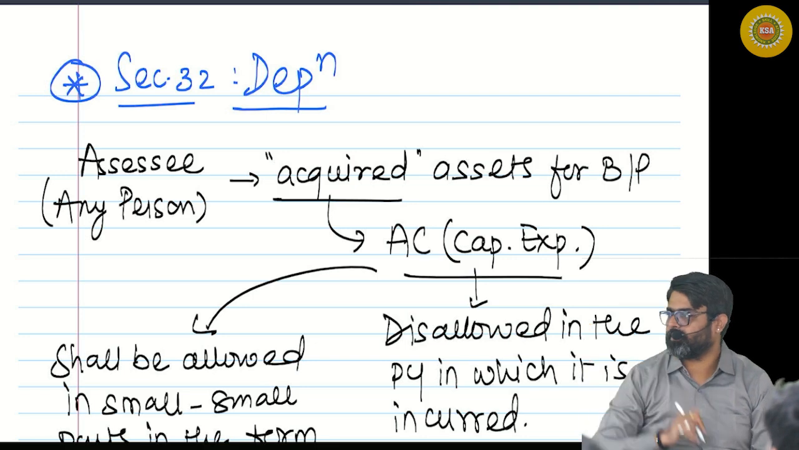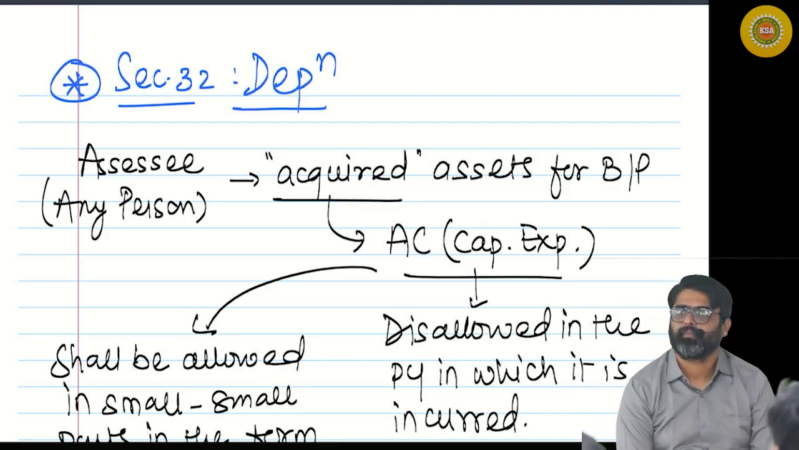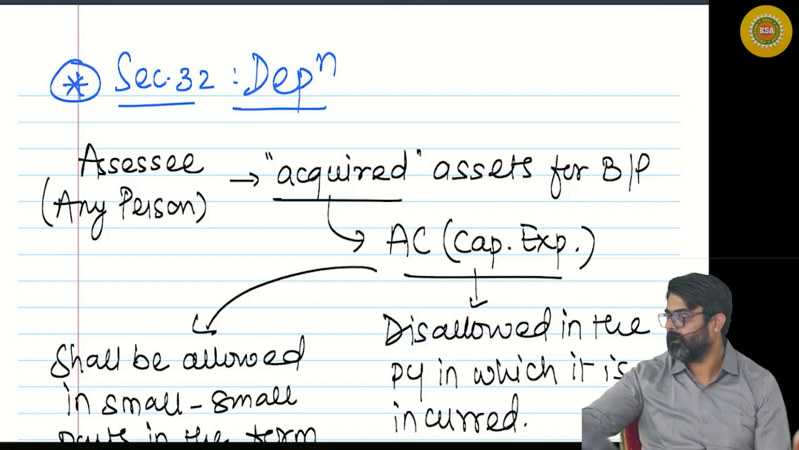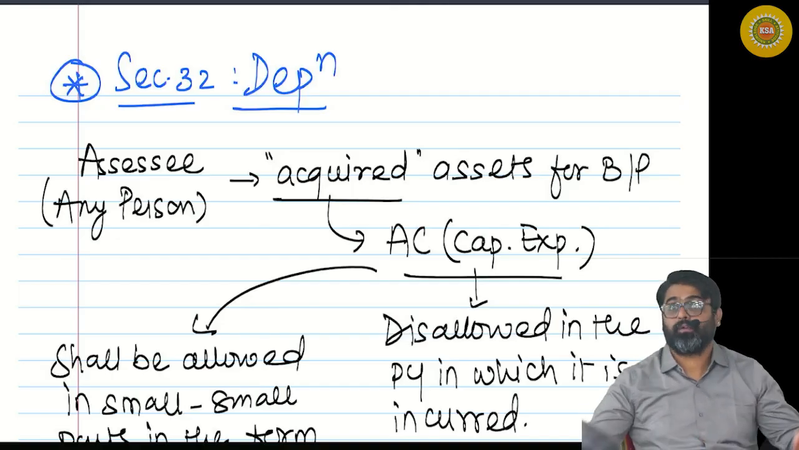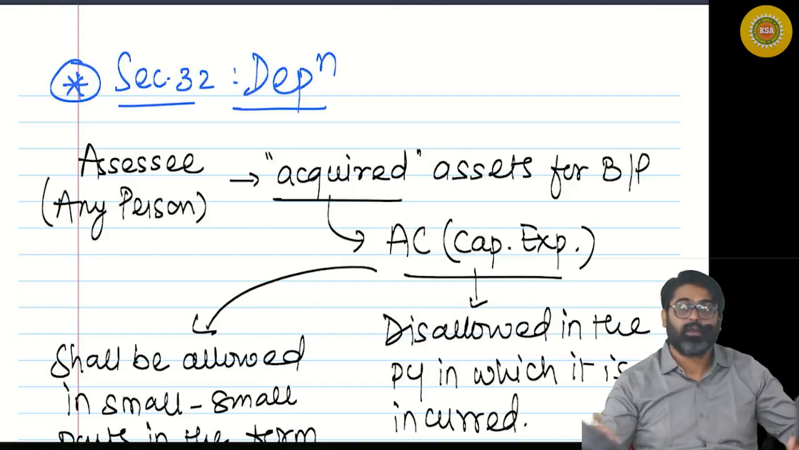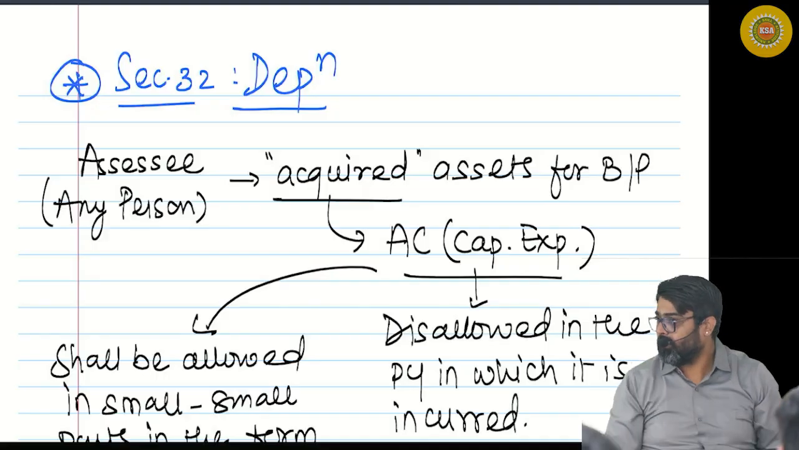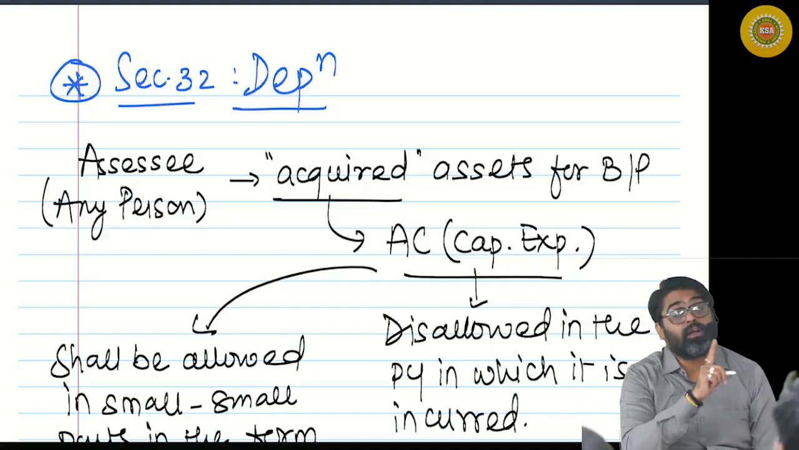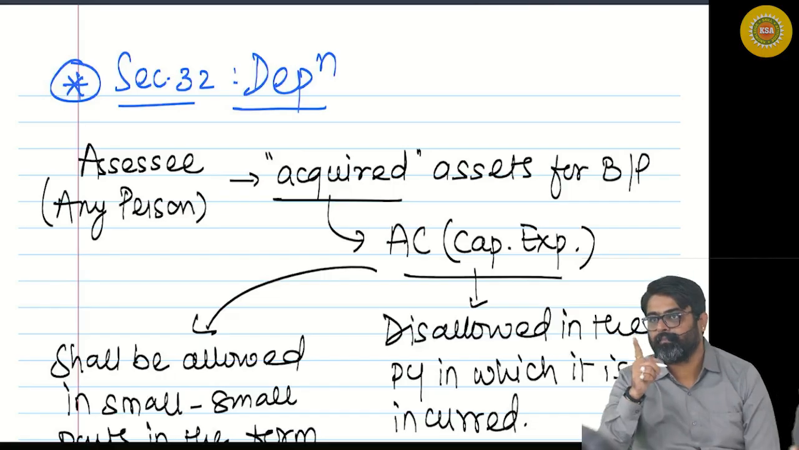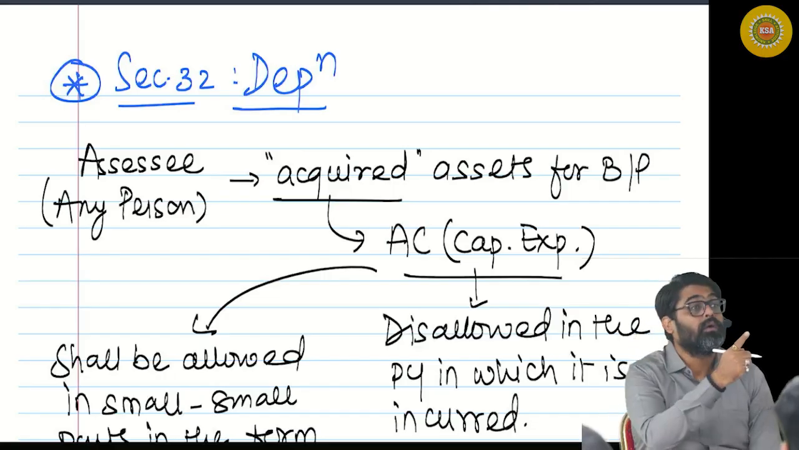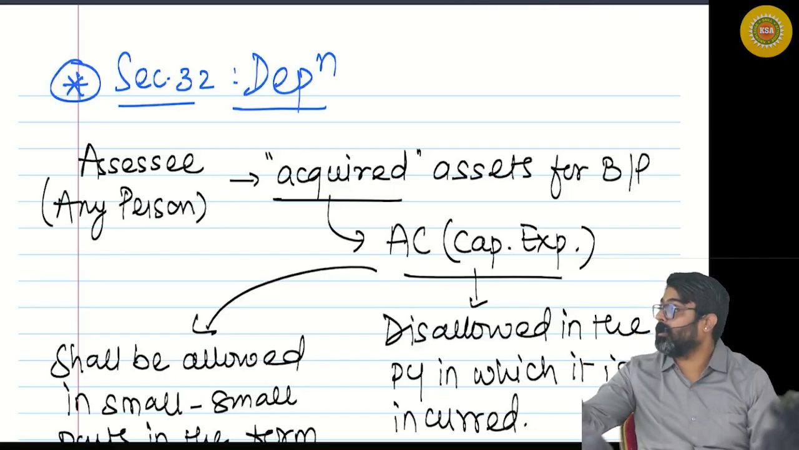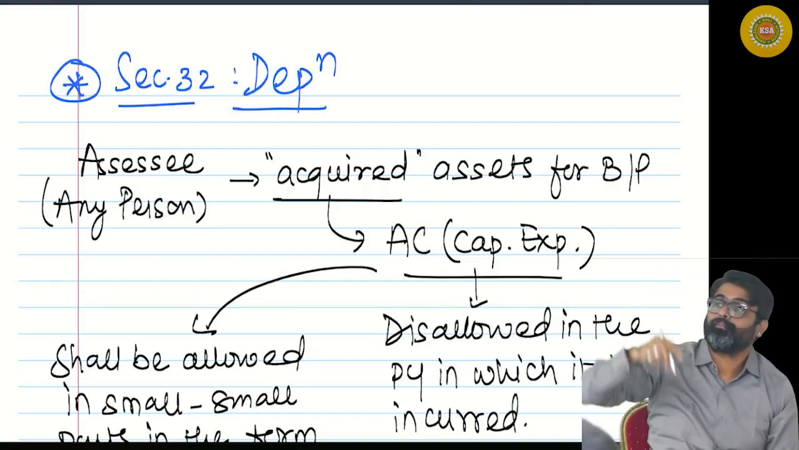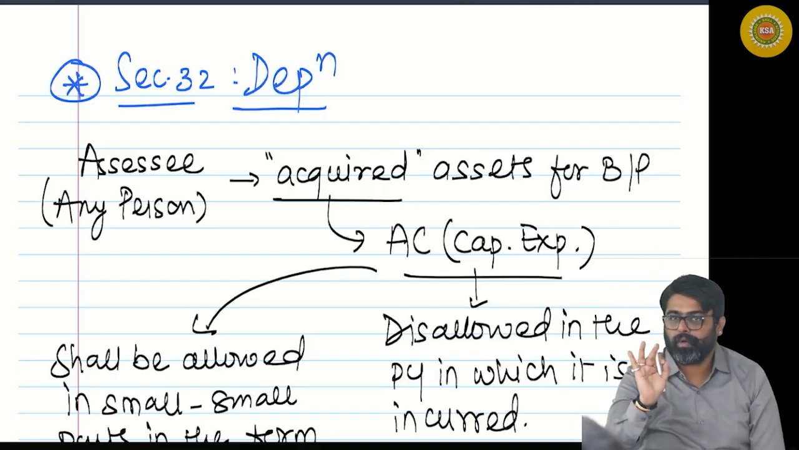What is depreciation? Come on, tell me. What is depreciation? Wear and tear. Over the period of time, due to efflux of time, the value of the asset will come down. That is depreciation. Yes or no? Forget all this. Whatever you remember about depreciation, throw it outside the classroom. You will remember only that which I will tell you.